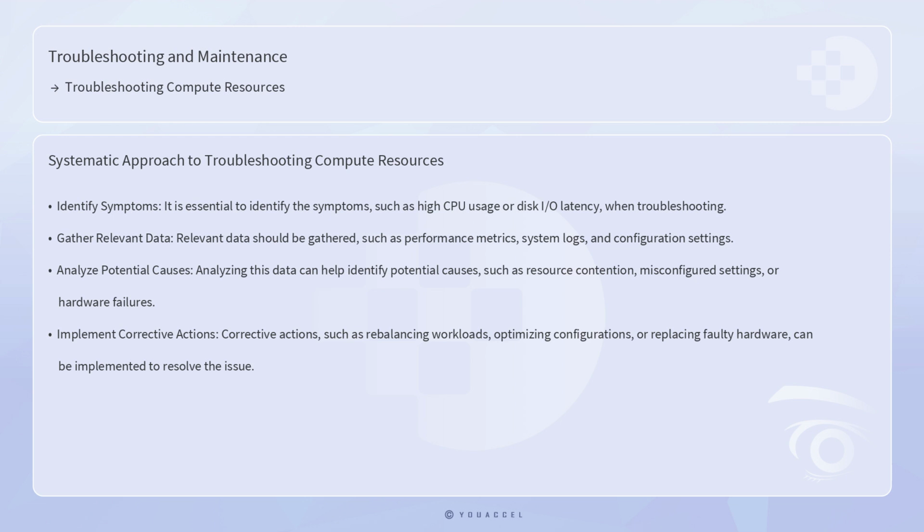Next, relevant data should be gathered, such as performance metrics, system logs, and configuration settings. Analyzing this data can help identify potential causes, such as resource contention, misconfigured settings, or hardware failures. Finally, corrective actions, such as rebalancing workloads, optimizing configurations, or replacing faulty hardware, can be implemented to resolve the issue.